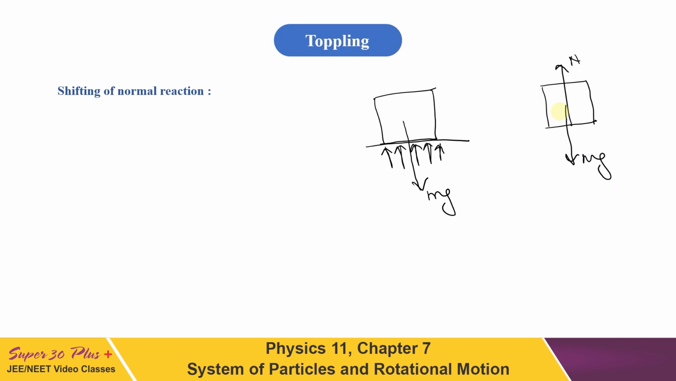So for rotatory equilibrium of the body, we have to draw the normal passing through the center of gravity itself. And this is the reason we draw the normal reaction acting at the center of gravity without thinking about why we are drawing it like this. So this is the reason you can see here. Now I am going to consider a few cases where we will see how this shifting of normal occurs and why it occurs. So let us see one example.